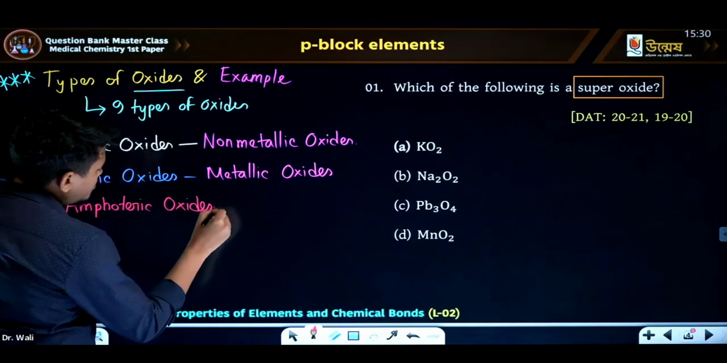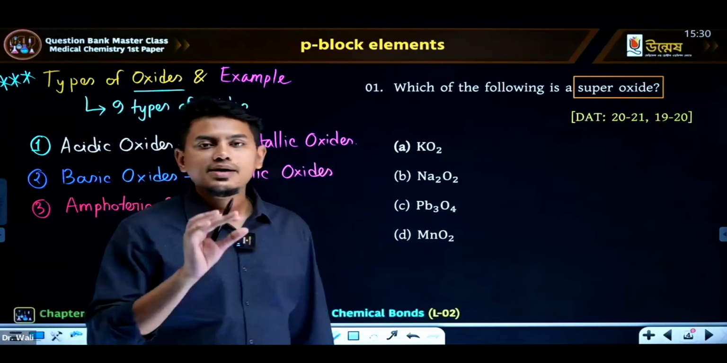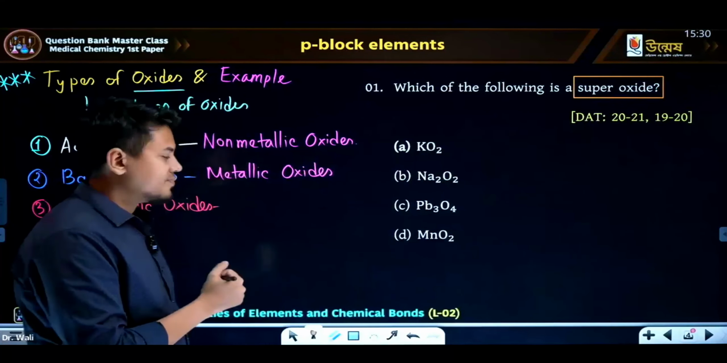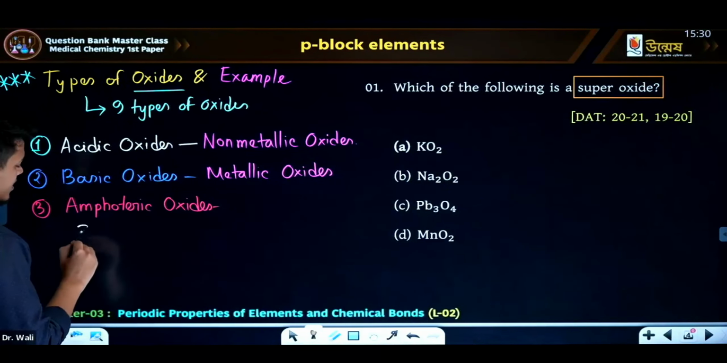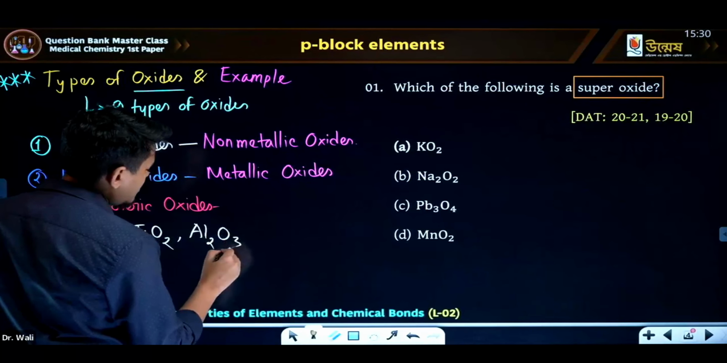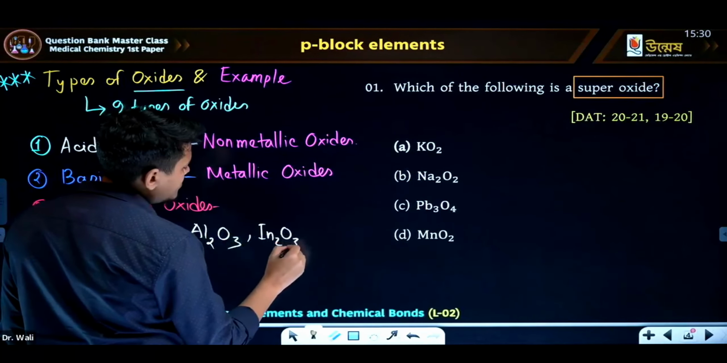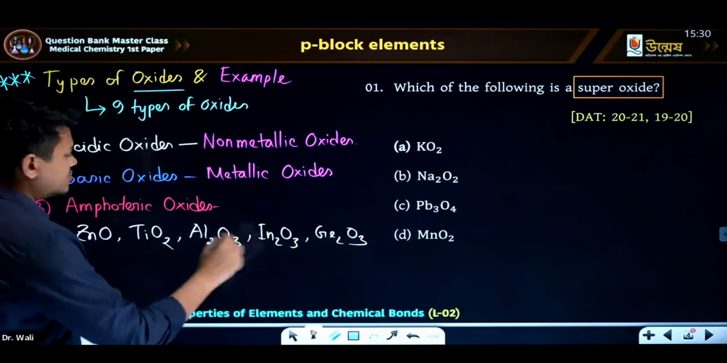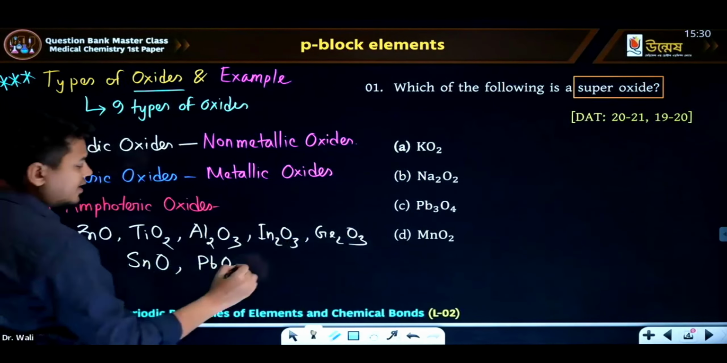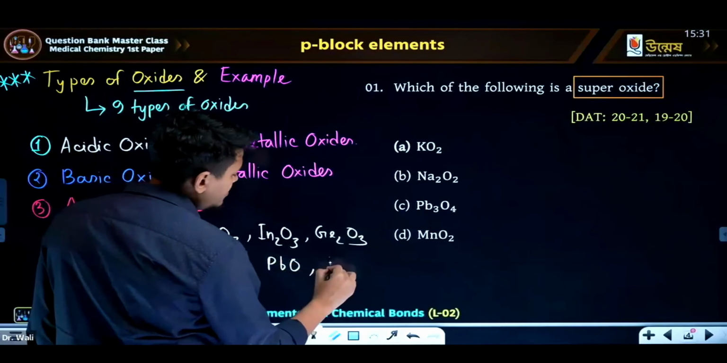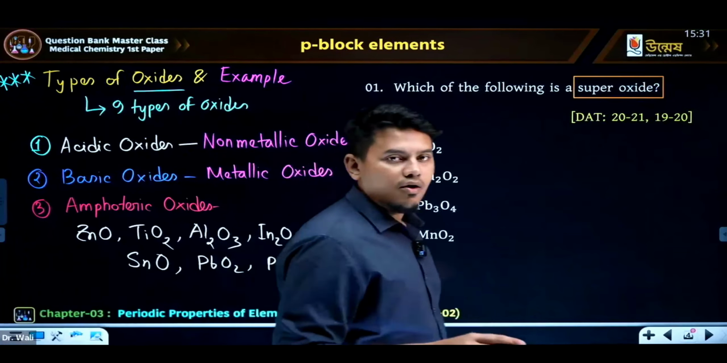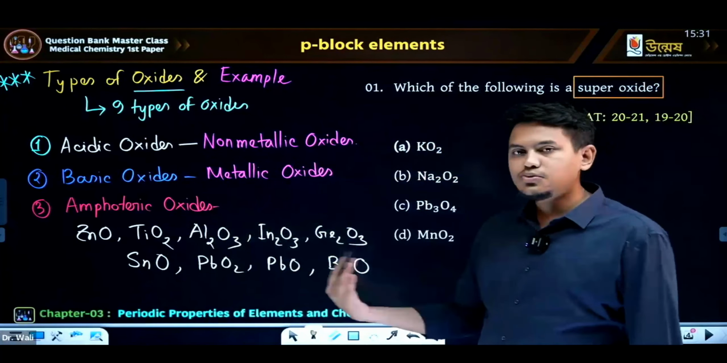Amphoteric oxides are those which possess dual characteristics, but we need to learn the examples. I will provide a Bangla mnemonic to remember all the examples here. What are the possible examples? If we write zinc oxide, titanium oxide, aluminium oxide, indium oxide, germanium oxide, stannous oxide, PbO2, that is lead suboxide, and also lead oxide. Moreover, beryllium oxide.